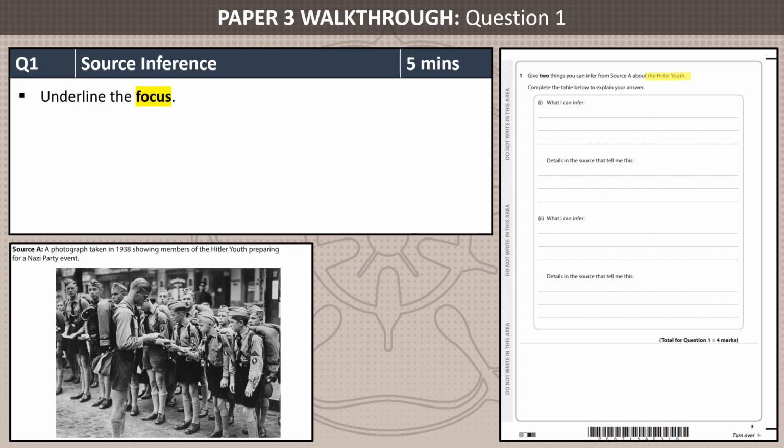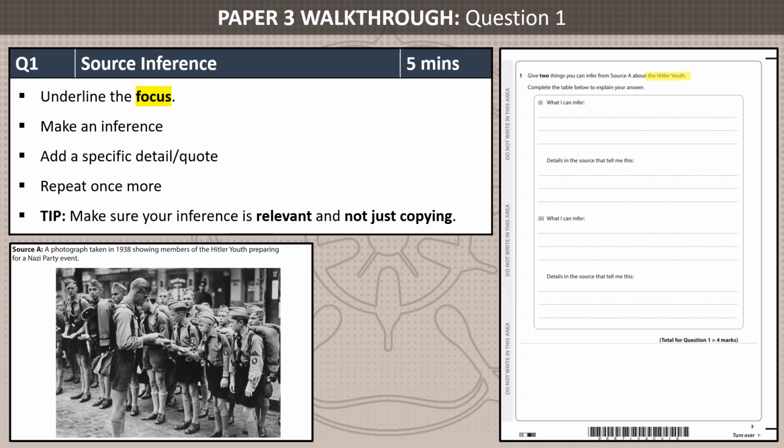Now what we need to do is make an inference. That means a conclusion of our own based on what we can see in the source. So we make an inference and then we support it by adding a specific detail or a quote from the source. Now, because we're dealing with a photo here, we can't quote, but we can point to a detail we can see in it. And then we repeat that one more time for our second inference.